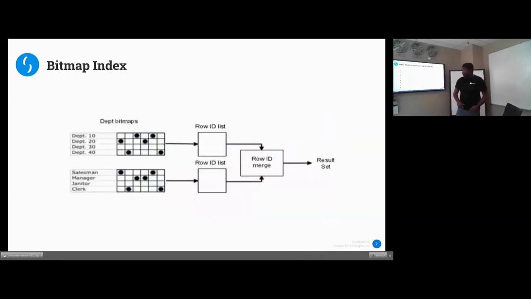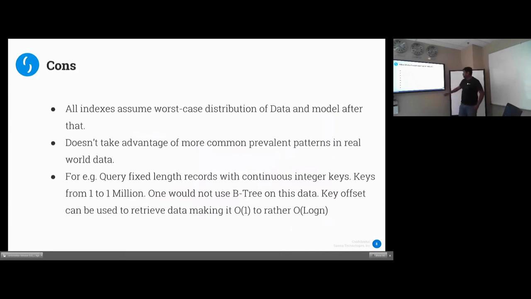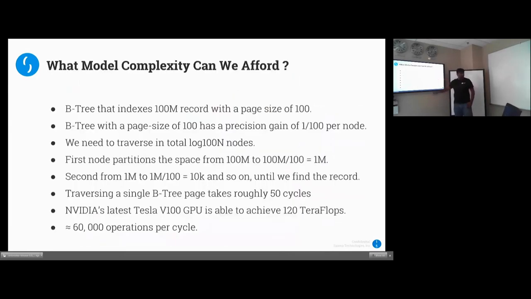So how do we traverse a node if we have a page size of 100? Page size is how many records you are going to store in every page. That's the way it works. So a page size of 100 means I have a precision gain of 1 by 100 at every node. Let's say I start with 100 million rows to access. First, I'll be able to get down to 1 million that I have to look up. From 1 million, I'll get down to 10K in the next one. From 10K, I'll just keep going down that way, right?